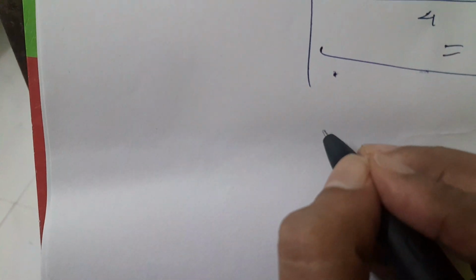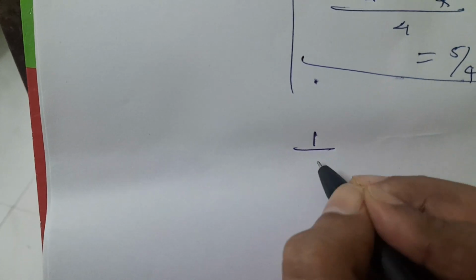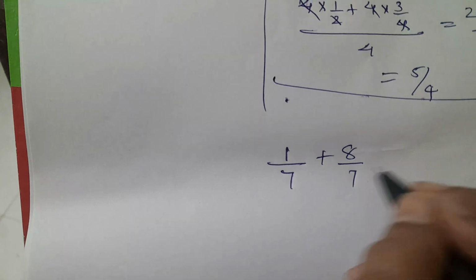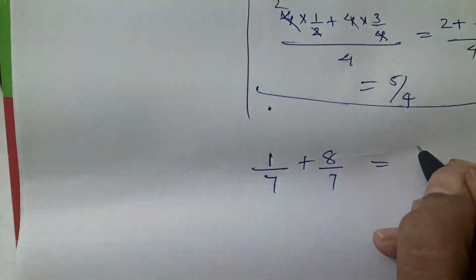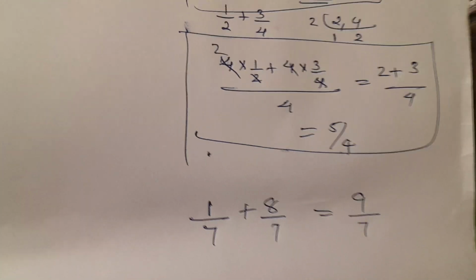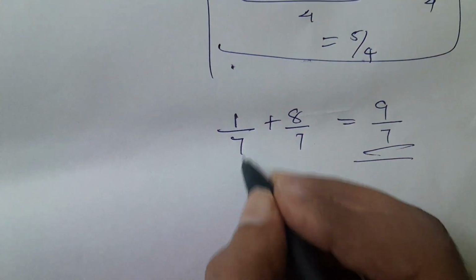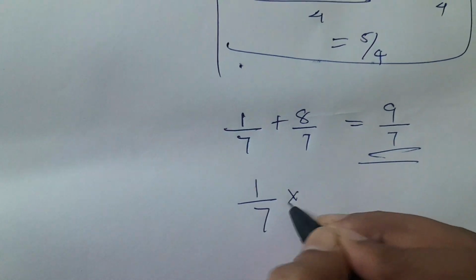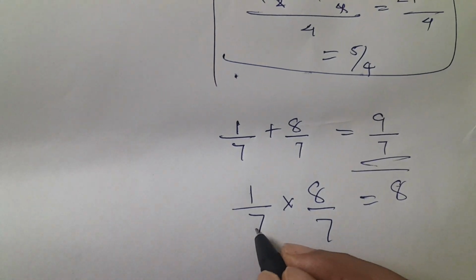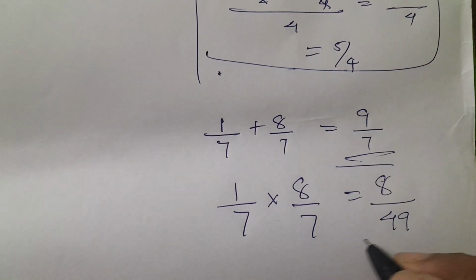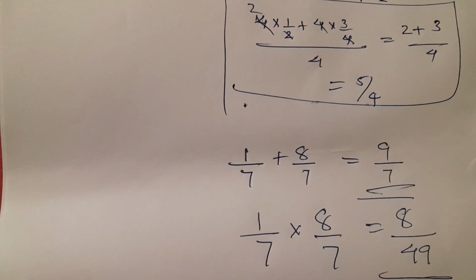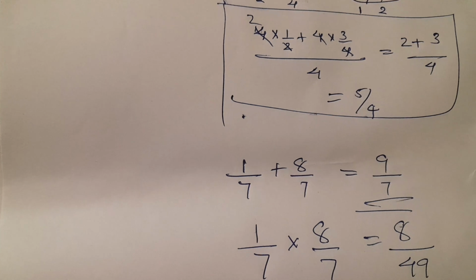Look at it here. If 1 by 7 plus 8 by 7, here the denominator is the same, then 8 plus 1 is 9, so 9 by 7. Multiplying 1 by 7 into 8 by 7, we get 8 into 1 is 8, 7 into 7 is 49. Okay. This is the difference between addition and multiplication of two fractions.